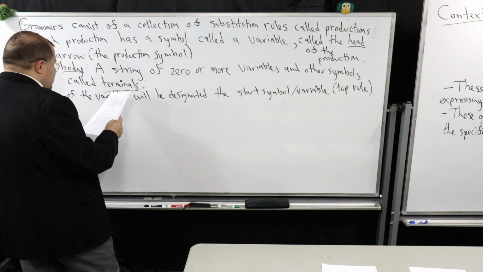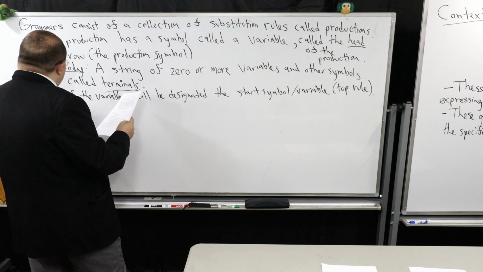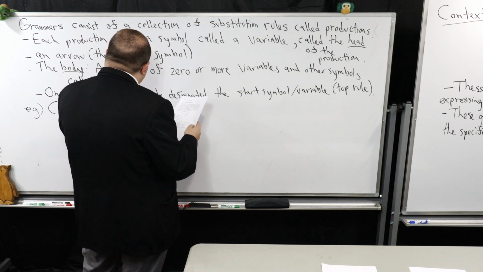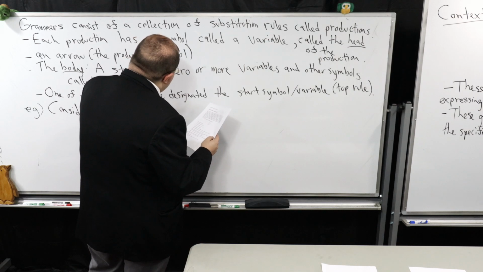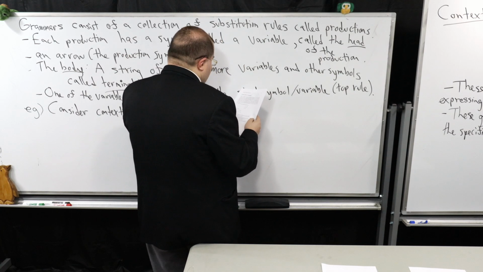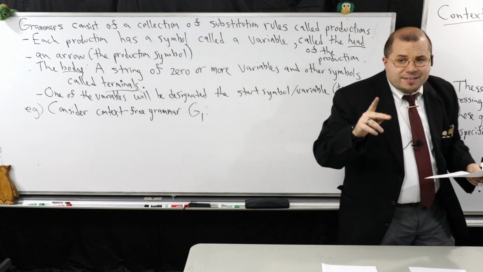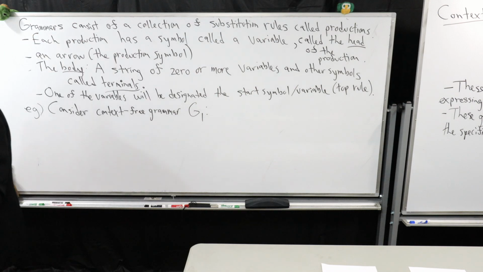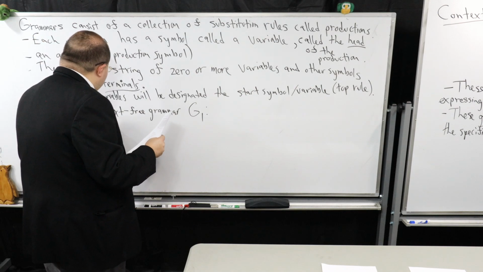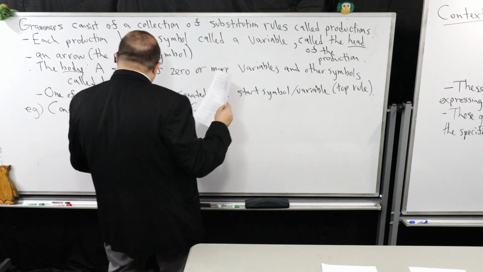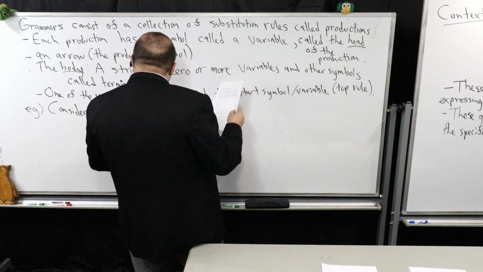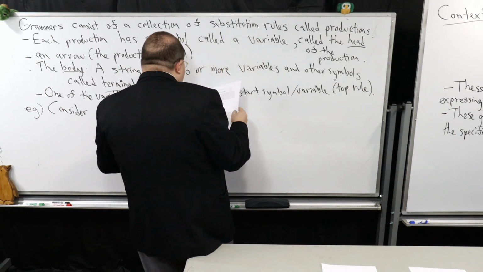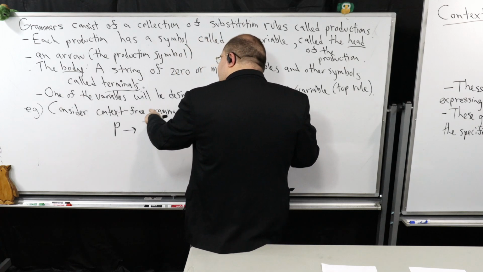So here's an example. Consider context-free grammar G1. This is how I'm going to define this context-free grammar. I give you a set of production rules. Here we go. I'm going to start off with giving you a variable, I'm going to call it capital P. Then the arrow indicates the production symbol. And then I'm going to give you the body of my production rule.